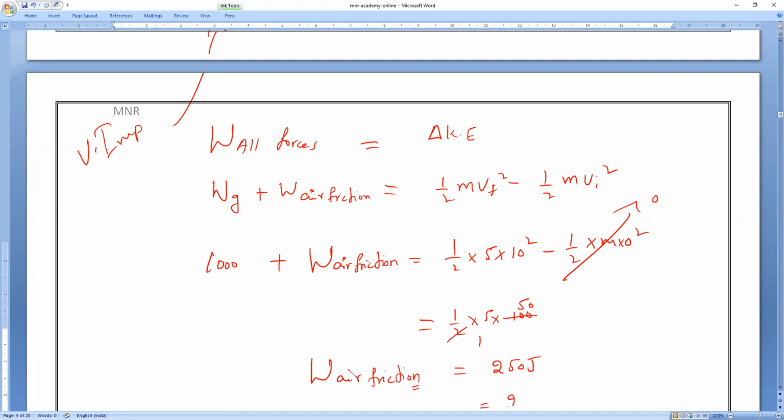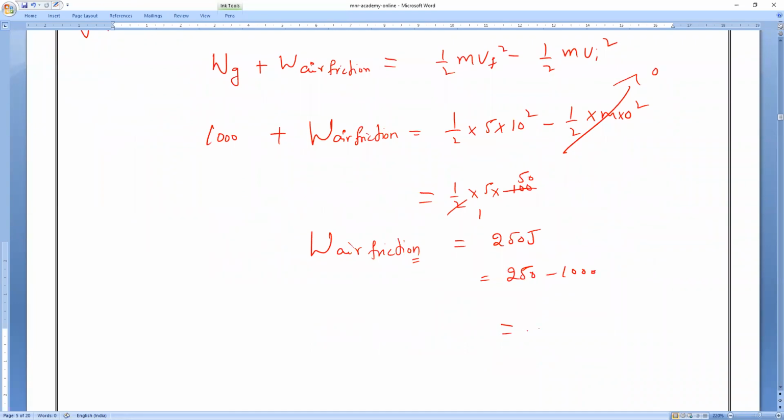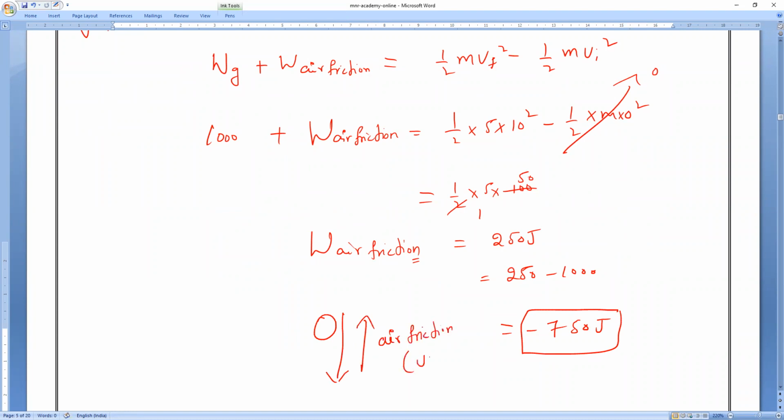So work done by air friction is equal to 250 minus 1000, which is equal to minus 750. So what do you mean by minus 750? The object is falling downwards, but air friction is acting in the opposite direction, which means upwards. So the object falls downwards, but air friction is acting upwards. That is minus 750 joules. I hope everybody understands how to solve it. Clear?